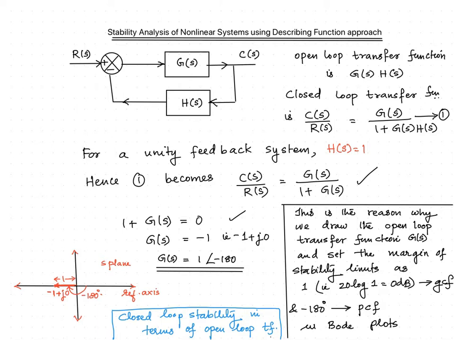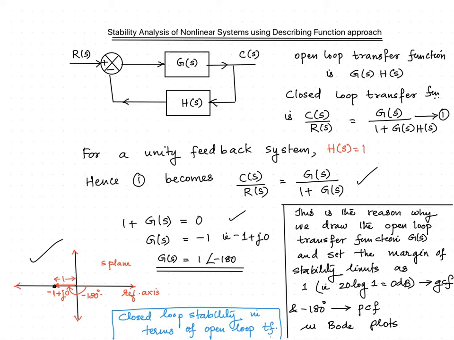Minus 1 can be thought of as the point minus 1 + j0 in the s plane. This point can be obtained by rotating a unit vector from the reference axis through an angle of minus 180 degree, that is 180 degree in the clockwise direction. Hence, the minus 1 + j0 point can be written in the polar form as 1 angle minus 180 degree. Hence, we are interested in the value of G(s).